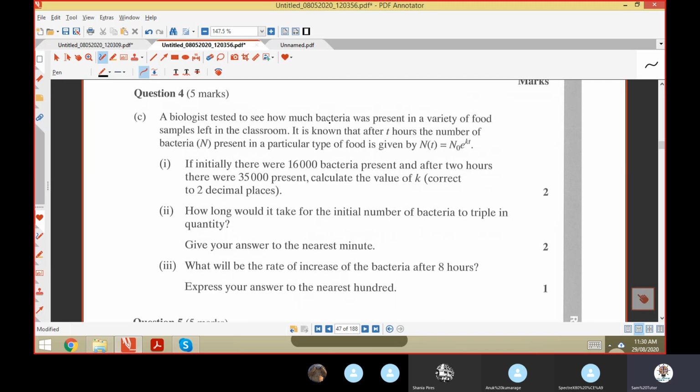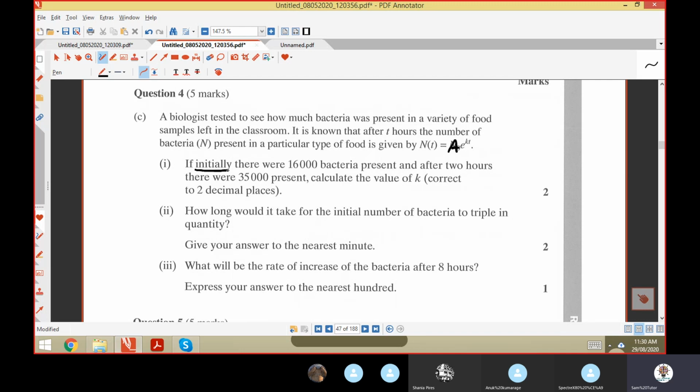A biologist tested to see how much bacteria was present in a variety of food samples left in the classroom. It is known that after T hours, the number of bacteria present in a particular type of food is given by this. Don't forget N naught just means initial N. Don't let that confuse you. You could use the letter A if that's the way you like it. That's personally the way I prefer it. But N naught is just there to remind you that that's at time is 0.